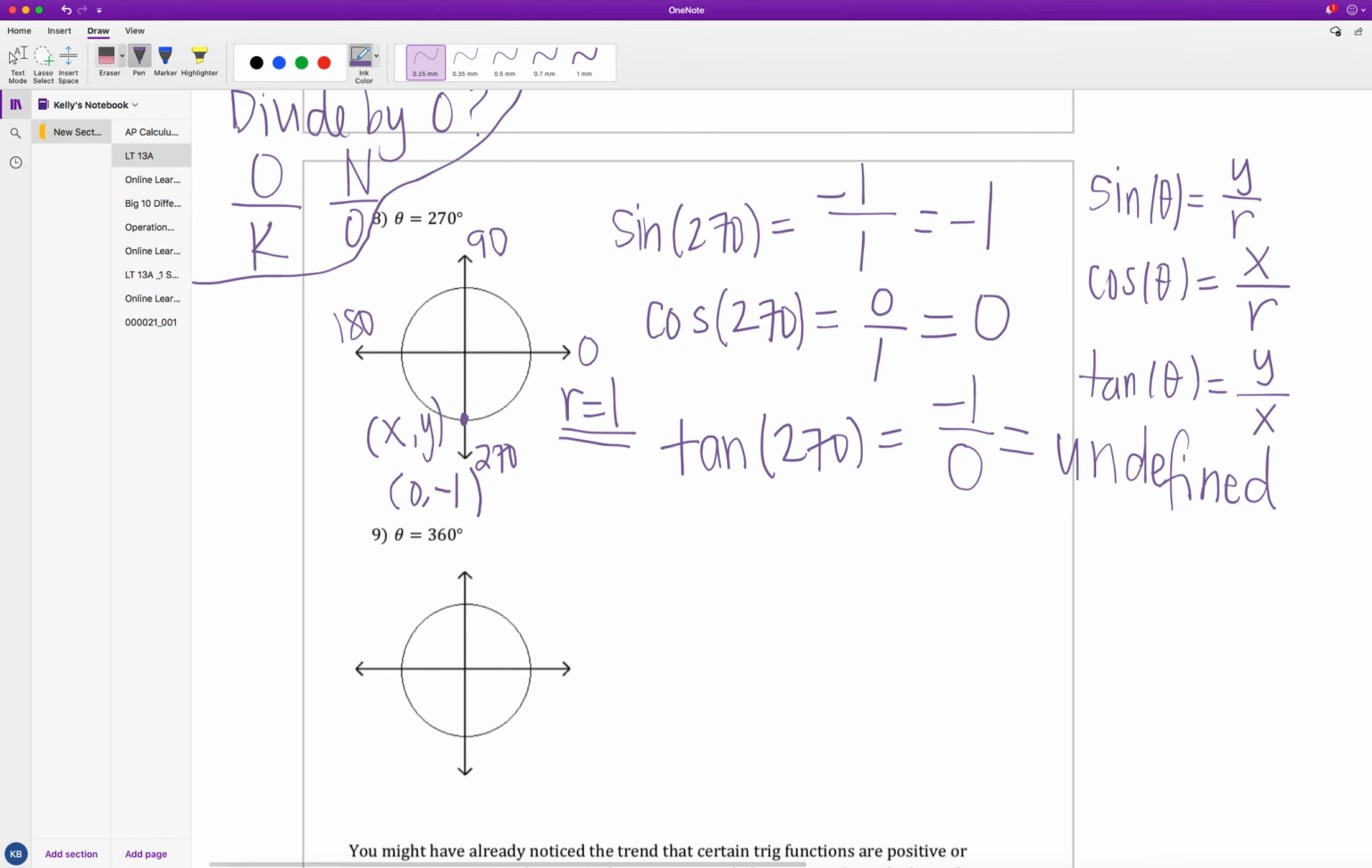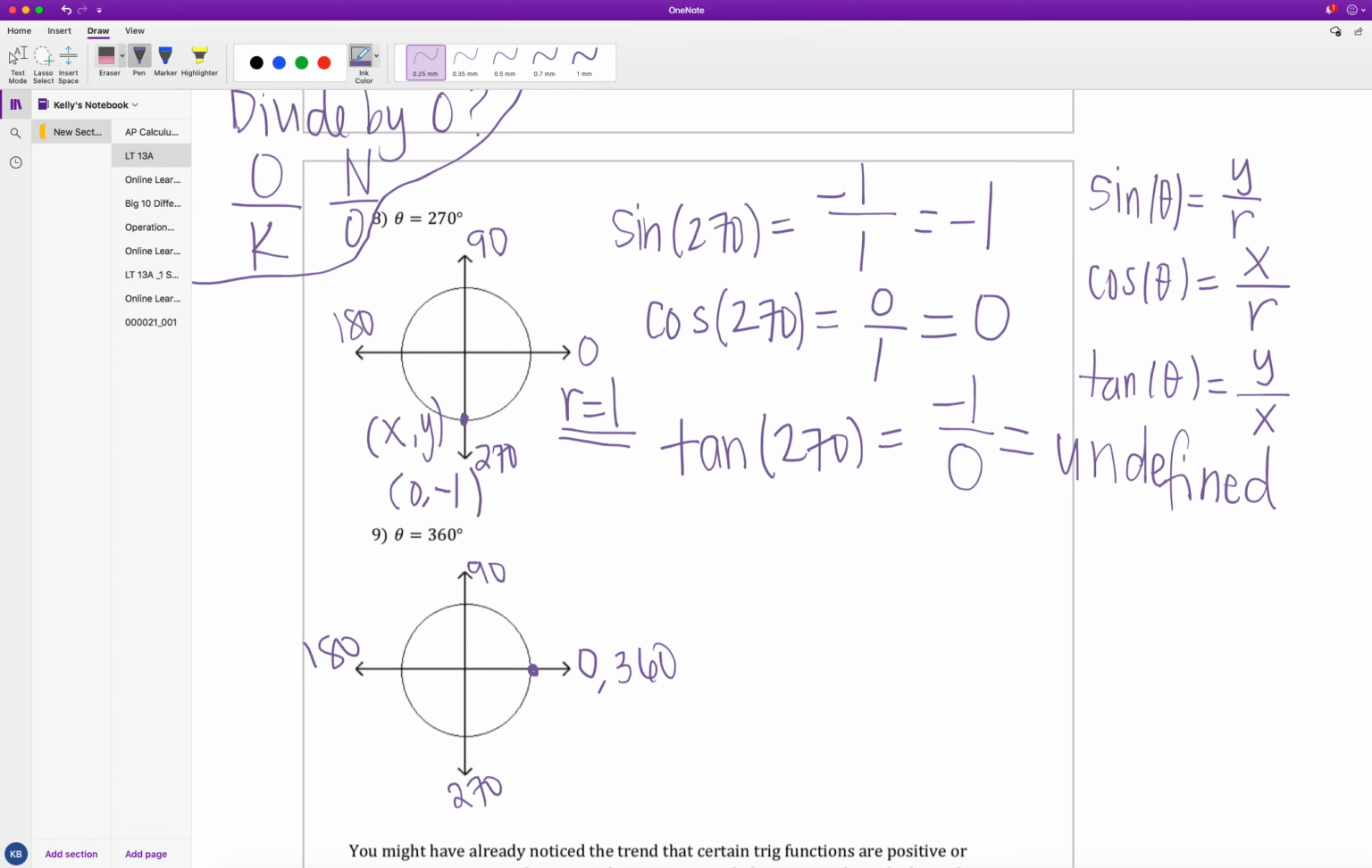Okay, let's look at the next one. So 360 degrees is our angle this time. I'm going to go ahead and label them. I would start at 0, 90 is up at the top, 180 is on the left side, 270 is down here. Well, 360 meant I went all the way back around. 360 is actually the same thing as 0 because they are coterminal to each other.